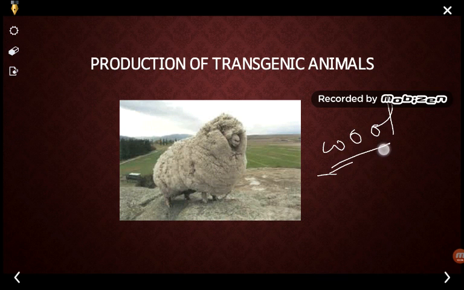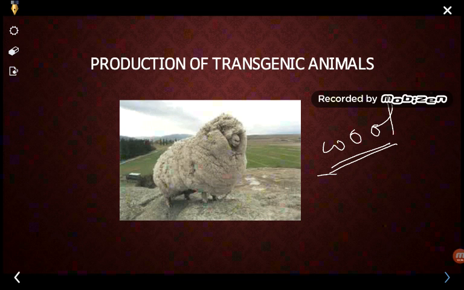can be obtained from this type of sheep, and it can also be engineered in the goat, which produces a large amount of protein having the capacity to dissolve blood clots. So the production of transgenic animals is also possible. It is again one of the applications of genetic engineering.